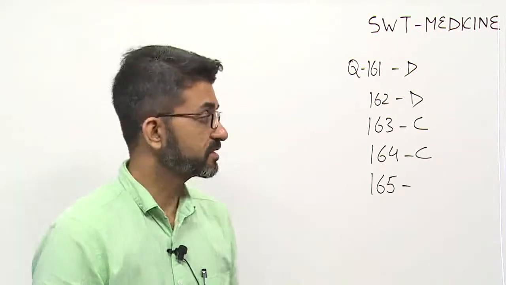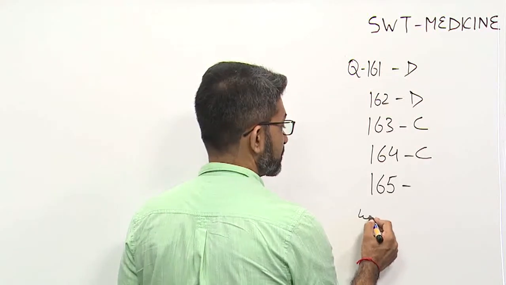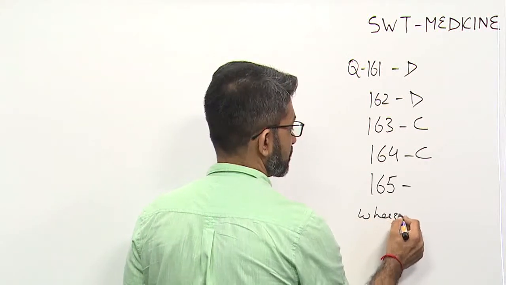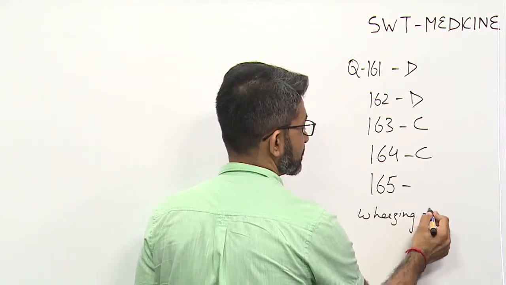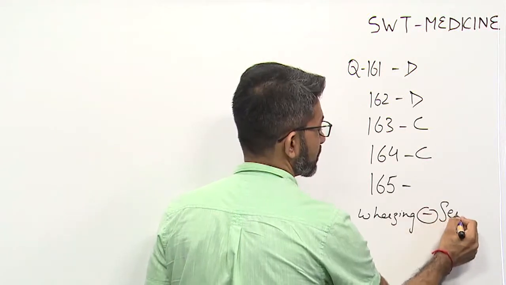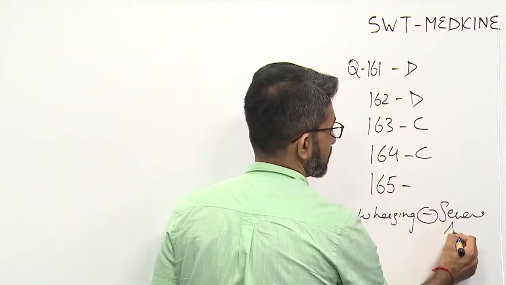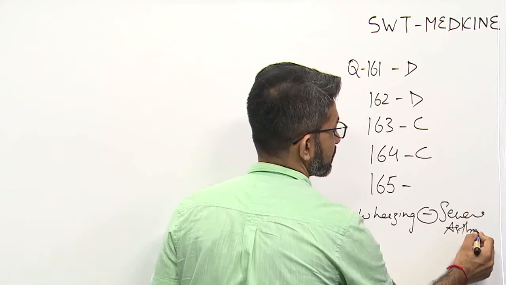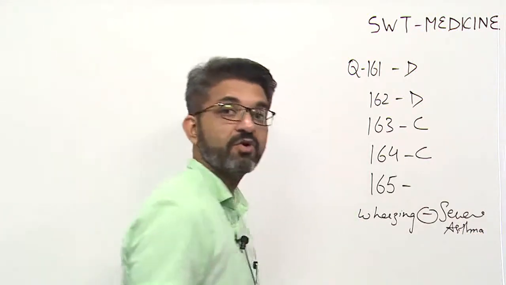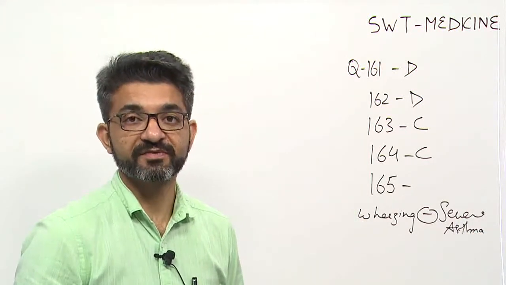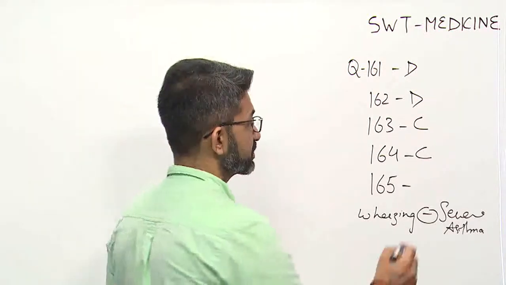Wheezing may be absent in severe asthma. Remember it, absence of wheezing may be an ominous sign in patients having asthma. So, the answer is C.